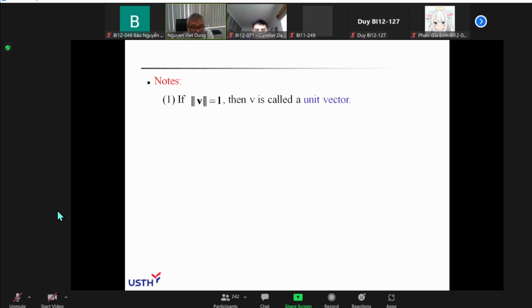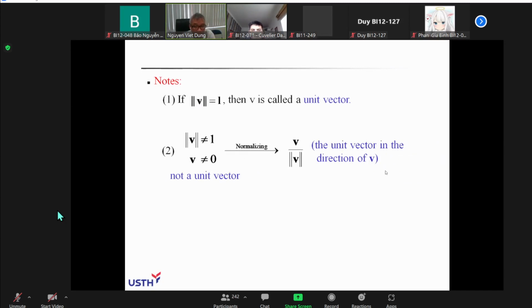Now, we consider the case when V has norm 1. Then we call it a unit vector. But in case V is not yet a unit vector and V is non-zero, then we can normalize it to get the unit vector in the same direction. Divide by the length, and we get the unit vector in the direction of the vector V.